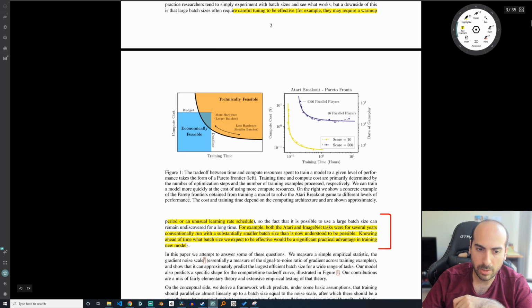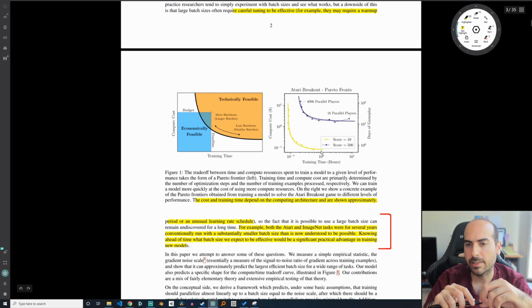And on the right, we show a concrete example of the Pareto frontiers obtained from training a model to solve the Atari Breakout problem to different levels of performance. The cost and training time depend on the compute architecture as shown approximately. So what is it? I mean, so here they're saying, okay, well, let's say we train it only to 10. Oh, interesting.